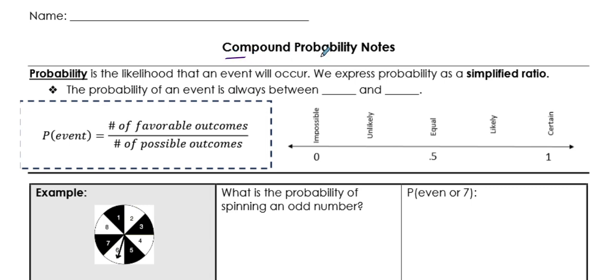Alright, here we're going to learn about compound probability. So last year you learned about simple probability, which means one event is going to happen. Compound probability means that more than one event is going to happen.